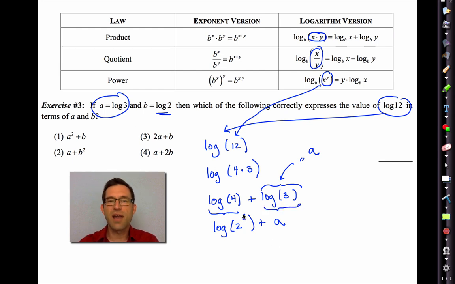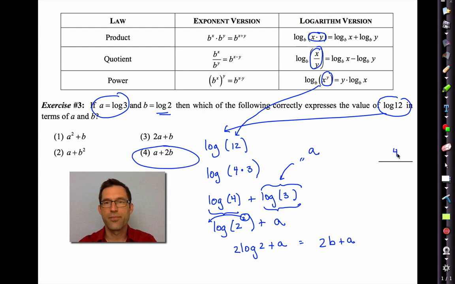But now we can use that last logarithm law, pull the 2 out, and we'll get 2 log 2 plus a. Well, log of 2 is b. So that's going to be 2b plus a. And that's choice 4. All right. These are kind of fun once you get into them a little bit.